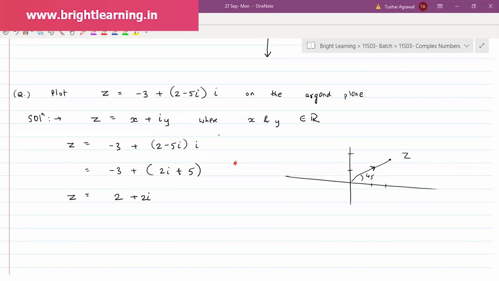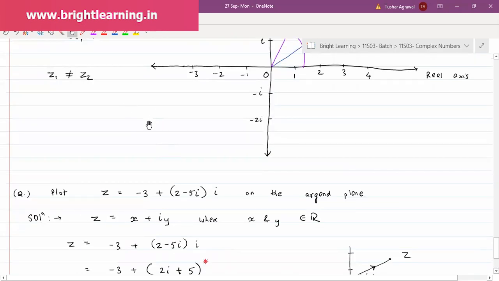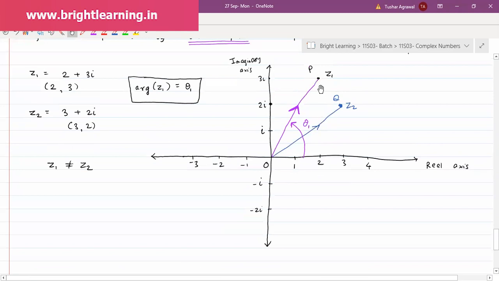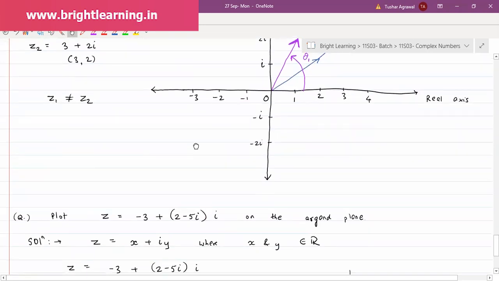Now why I'm telling you to give a star mark is because as of now we don't know whether the distributive law is true in complex numbers or not. We have not even seen multiplication of complex numbers, but I just wanted to tell you how to plot this point. This is the real part of the complex number on the real axis, and the vertical line is the imaginary part.